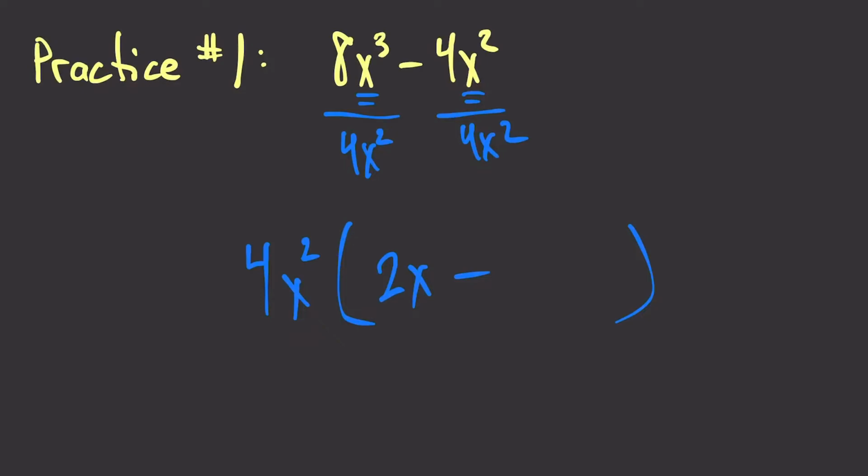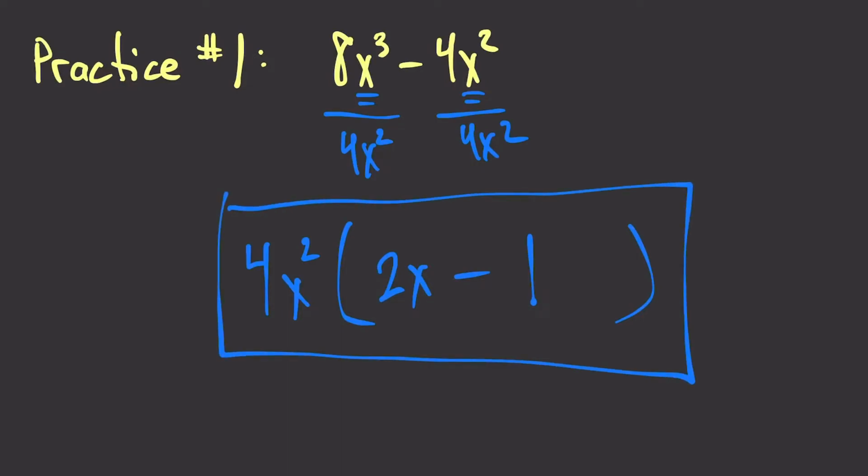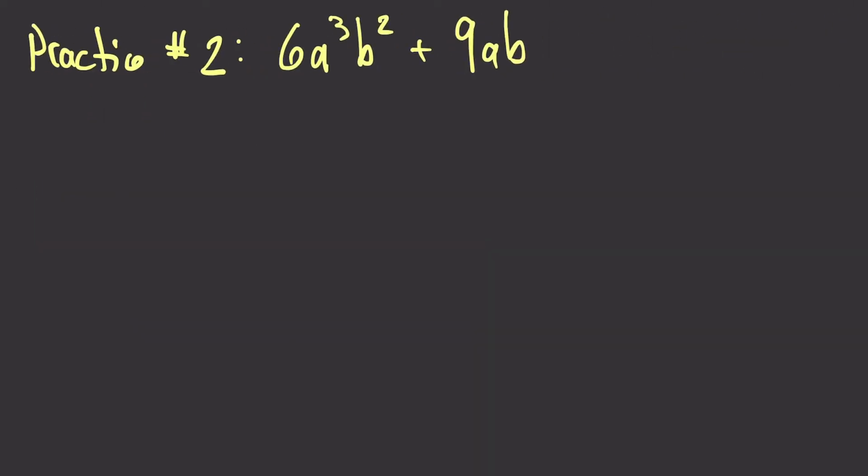X squared divided by x squared is 1. So if everything cancels, you have to put a 1 there. So your correct answer is 4x squared times 2x minus 1. Okay, same thing for this one. Please pause it, try it on your own, and then restart the video.